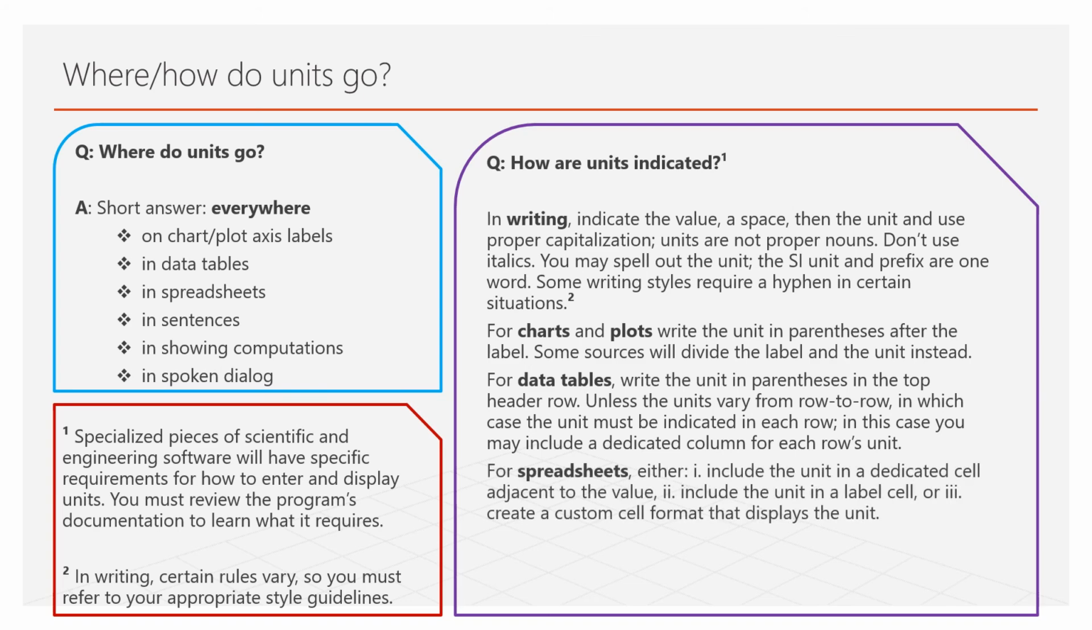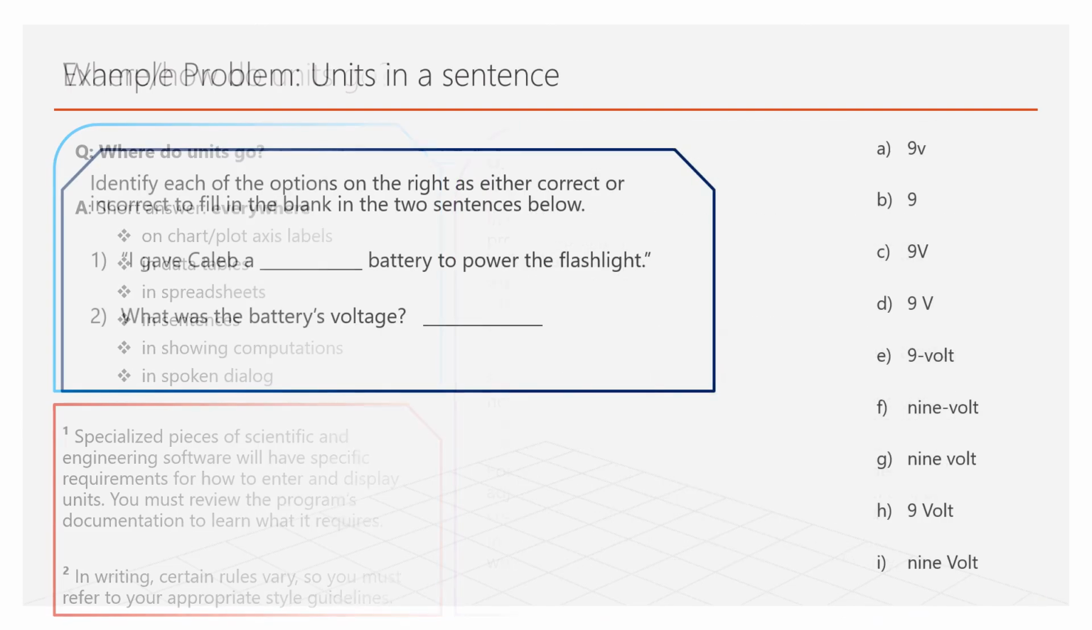In this case, you may include a dedicated column for each row's unit. For spreadsheets, either include the unit in a dedicated cell adjacent to the value, include the unit in a label cell, or create a custom cell format to display the unit. In speaking, just say the unit's name and the value like you would any other word, and use the correct plurality. We'll look at examples of these on the next slide.